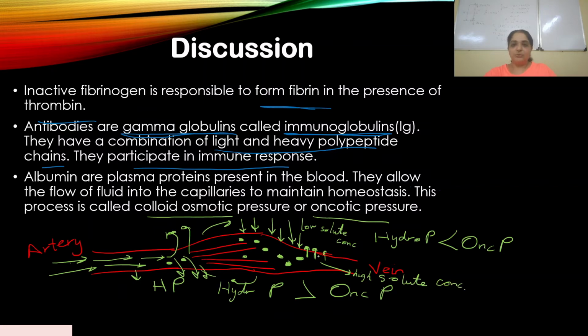And so fluid moves in. Okay, so this was pretty simple to understand. This is how albumin participates. Now fibrinogen, globulin, albumin, all are plasma proteins. But albumin is present in more amount, and so that participates in the oncotic pressure. They maintain that osmotic balance. So that should have been the right answer for this question. All right, let's move on to the next question.